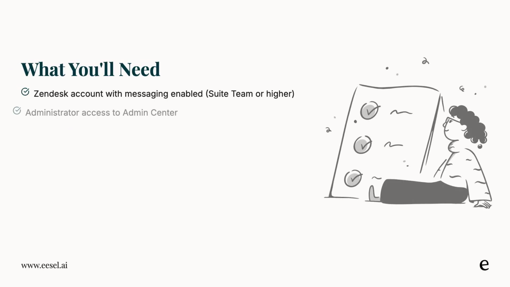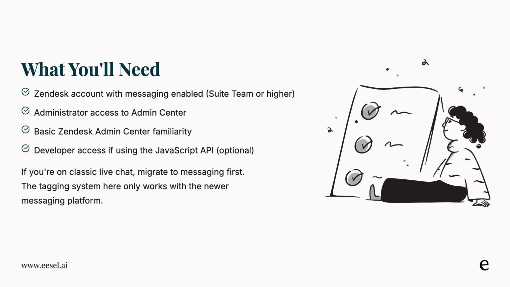To implement conversation tags, you'll need a Zendesk account with messaging enabled on Suite Team or higher, administrator access to Admin Center, and developer access if you're using the JavaScript API. If you're still on classic live chat, migrate to messaging first. This tagging system only works with the newer messaging platform.